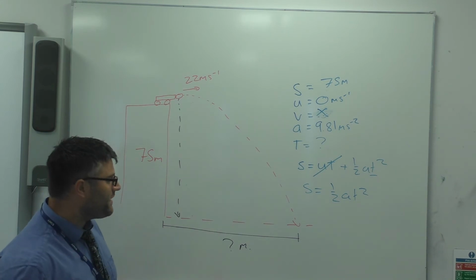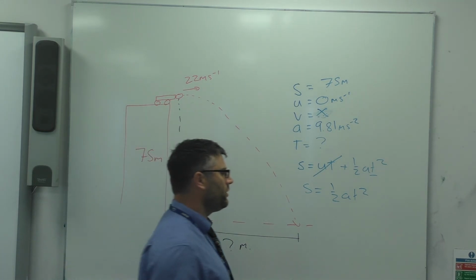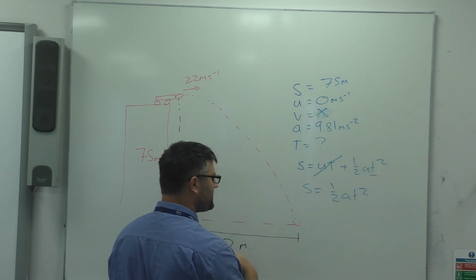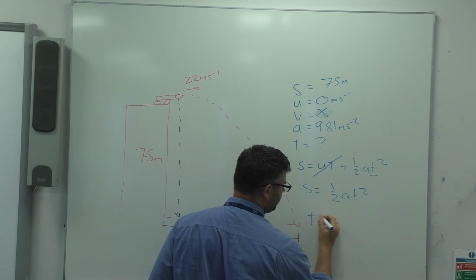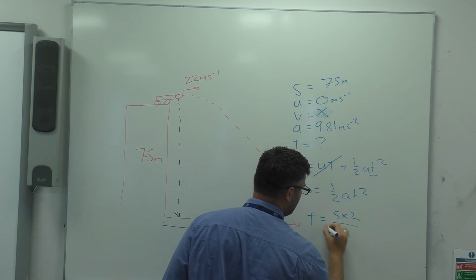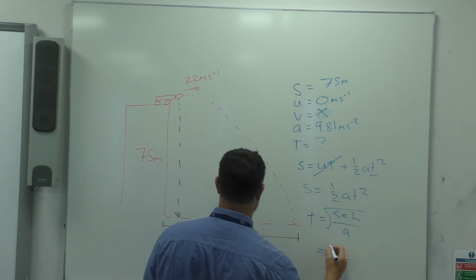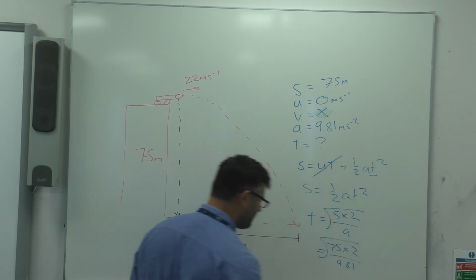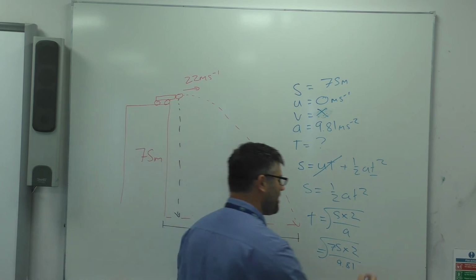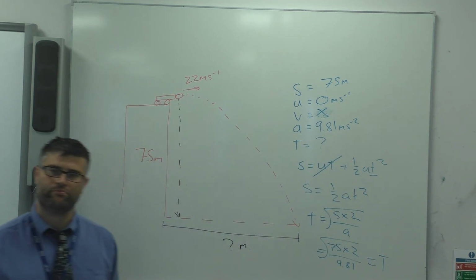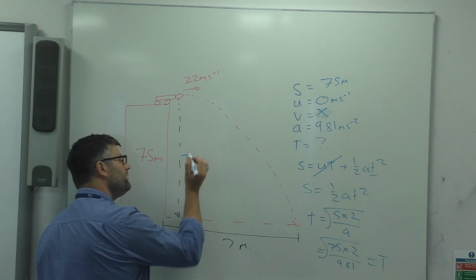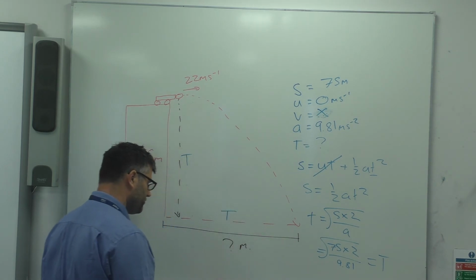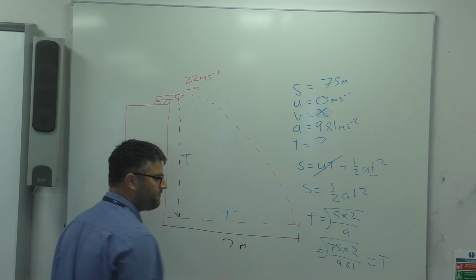In another video, I've been through the algebra of this equation, so you can go have a look at that one. But we should rearrange this for t. So t in this case is t equals the square root of s times 2 divided by a, which in this case is the square root of 75 times 2 divided by 9.81. That will give you a time. That is the time taken to drop. It is also the time taken to travel from there to there.